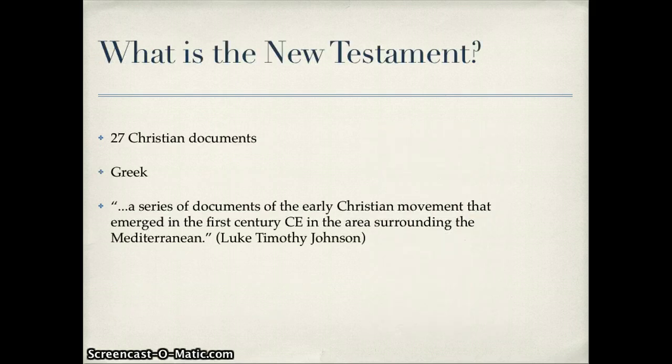Those 27 Christian documents were written in a language referred to as Koine Greek, which is Common Greek, the language that was commonly spoken during the Greco-Roman Empire in the 1st century CE. And Luke Timothy Johnson, who was my professor over at the Candler School of Theology at Emory, says that the New Testament is a series of documents of the early Christian movement that emerged in the 1st century CE in the areas surrounding the Mediterranean.